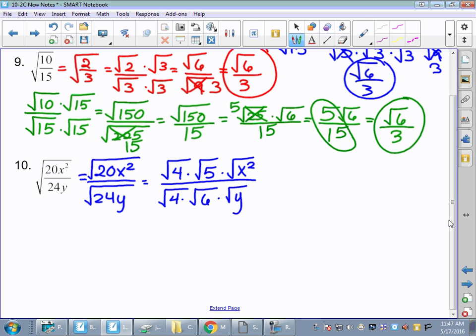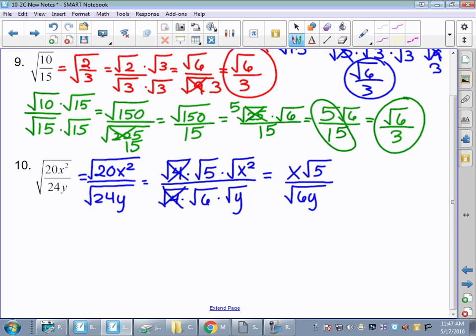The square root of 4's cancel. We don't even need to call them 2's. They just go away. I mean, you can say it's 2 over 2, but then it'll cancel anyway. And so to clean up the top, the square root of 5 is going to stay inside, and the square root of x squared is just going to become an x on the outside. On the bottom, they're both ugly. The square root of 6 times the square root of y just becomes the square root of 6y.